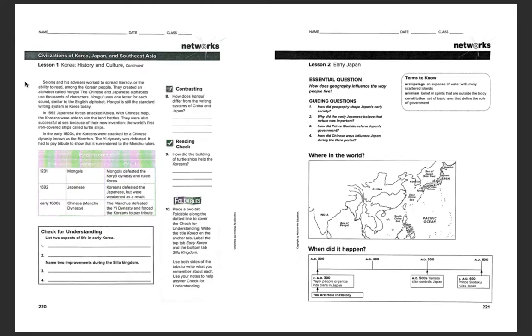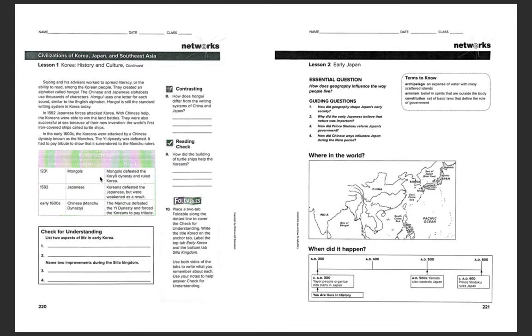In 1592, Japanese forces attacked Korea. With Chinese help, the Koreans were able to win the land battles. They were also successful at sea because of their new inventions, the world's first iron-covered ships, called turtle ships. In the early 1600s, the Koreans were attacked by a Chinese dynasty known as the Manchus. The Yi dynasty was defeated. It had to pay tribute to show that it surrendered to the Manchu rulers. So here is the invasion of Korea, this chart right here.